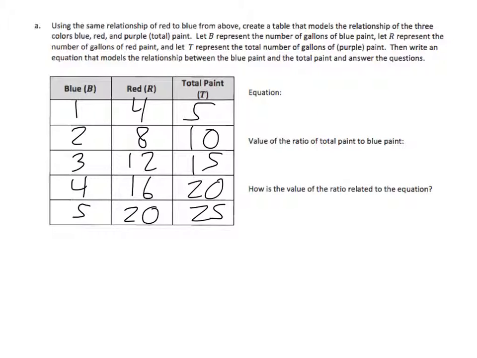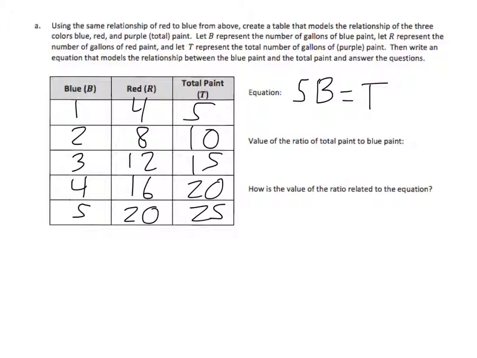So now let's look at our equation. To get our total paint, what do we need to do to the blues? Well, let's look for a relationship here. So if we went from 1 to 5, how do I do that? Well, I can multiply by 5. Let's see if it continues. 2 times 5 is 10. 3 times 5 is 15. 4 times 5 is 20. 5 times 5 is 25. So you can see that whatever our blue paint was, we multiply it by 5 to get the total. So 5 times the B equals the total paint, or the total purple paint.